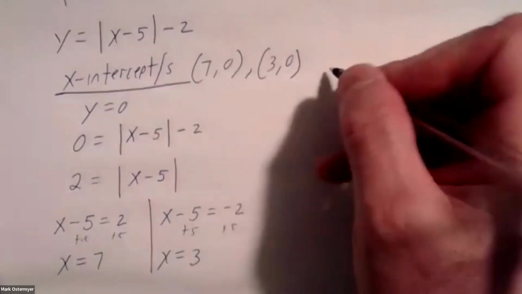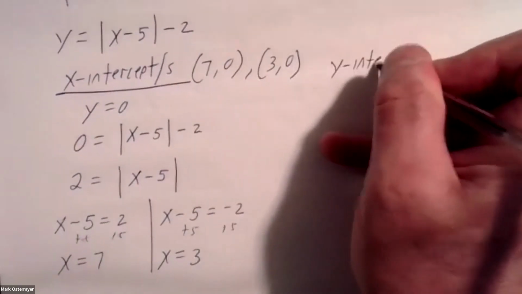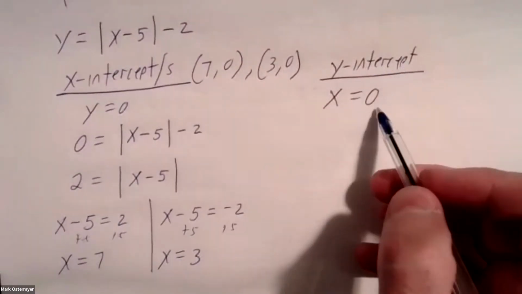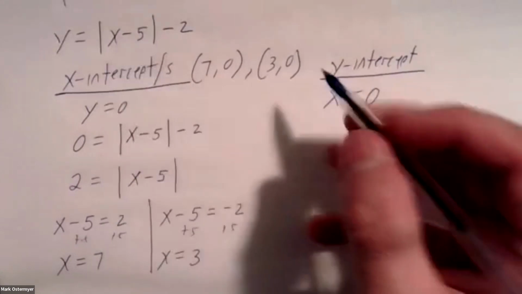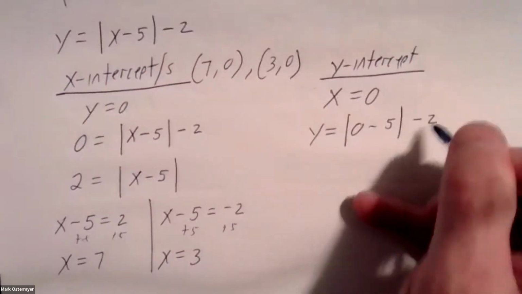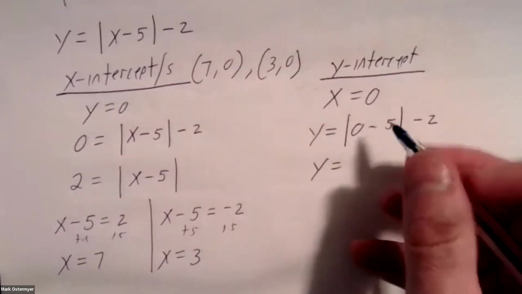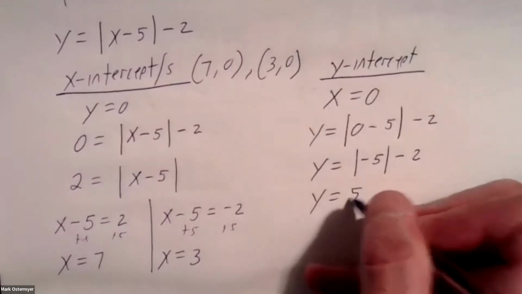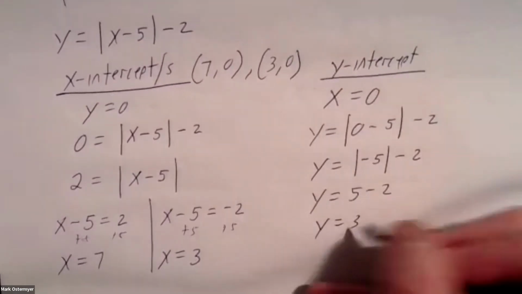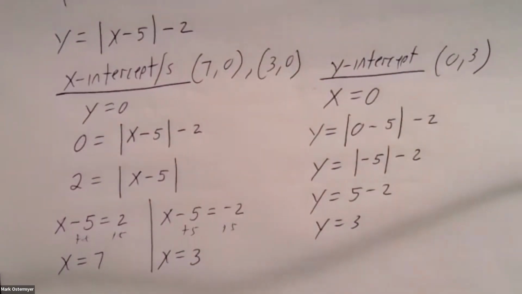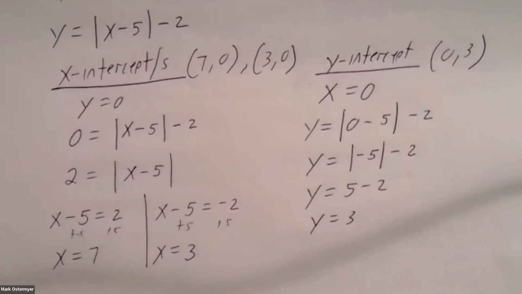Okay. To find the y-intercept, we set the other variable, namely x, equal to 0. Take 0, substitute in for the x variable in the equation, and then solve for y. 0 minus 5 is -5. The absolute value of -5 is 5, and 5 minus 2 is 3. So our y-intercept is (0, 3). Questions about how we algebraically found the x and y-intercepts for that absolute value equation?